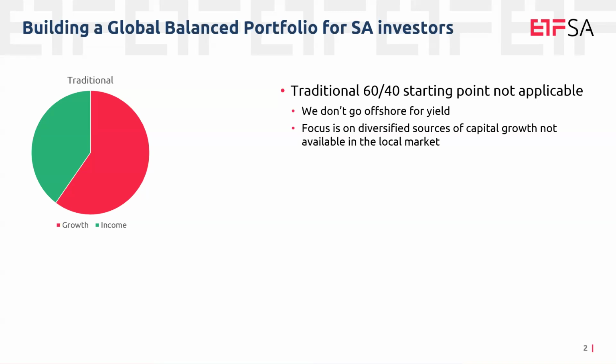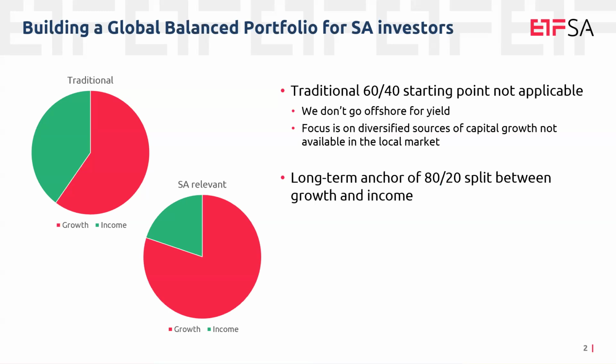Rather, what we want to focus on is the opportunities for different and diversified sources of capital growth that we don't have available in our local market. So we believe that a much more appropriate basic starting point for a South African investor is to have a long-term anchor of 80-20 between growth and income assets. And in this context, we use income assets really as a portfolio stabilization mechanism in a balanced portfolio. It's not about the yield, the interest, or the dividends that you look to receive from the income assets. This is rather about portfolio stabilization, risk management, if I can put it that way.